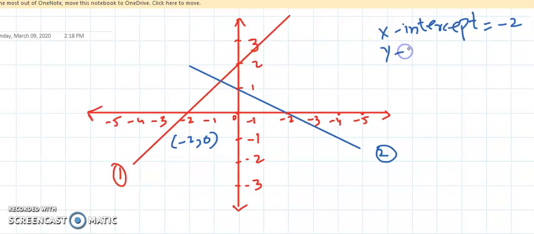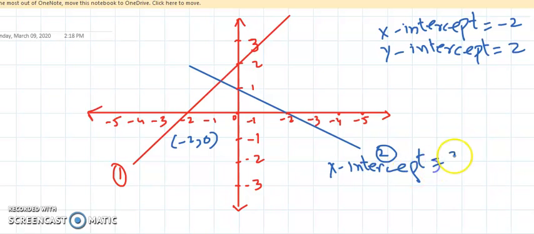So the y-intercept will be 2. And if I consider line 2, for line 2, the x-intercept is 2. I will say the x-intercept is equal to 2. And the y-intercept for line 2 is 1.